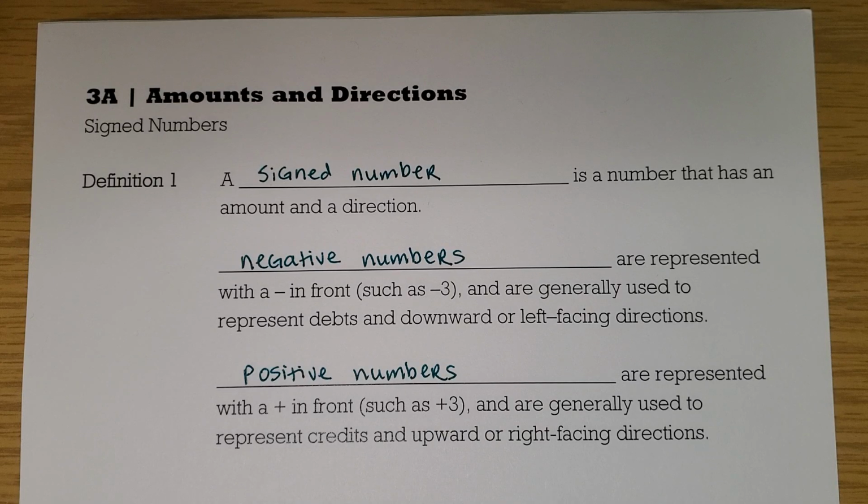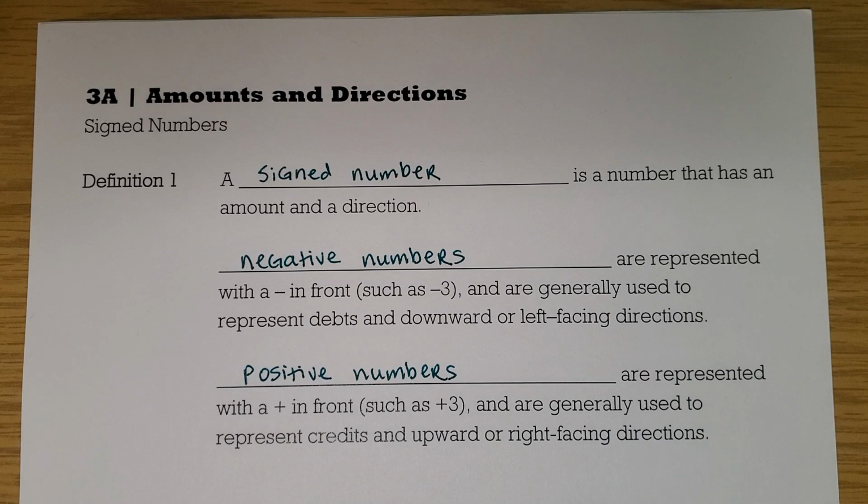They can also be used to indicate financial situations, and actually that's why signed numbers were initially believed to have been used, was to keep track of whether I owe you money, in which case I have a negative amount of money, or if you owe me money, in which case you have a negative amount of money.